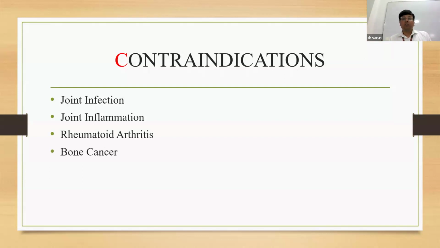Then the bone cancer. In this case, again, we have to contraindicate. Means if a person is having bone cancer, then over that bone, or nearby that bone, the joint which is present, we have to avoid the mobilization, because there are lots of chances for the bone cancer to spread, as well as for a fracture. So it can lead to the fracture of the bone also.